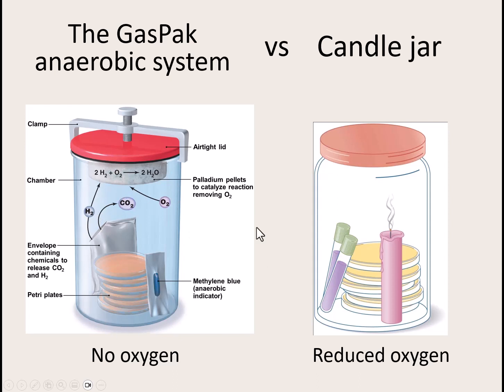When you mix hydrogens together with oxygens, it does produce water, which sometimes we'll see as condensation, but it binds up all of the oxygen. So the air itself goes into an anaerobic environment. The candle jar, again, we can put plates and tubes in here, light a candle, and close the lid, and eventually that candle will go out. Not because there's no oxygen, but because there's less oxygen, not enough oxygen to sustain the flame.